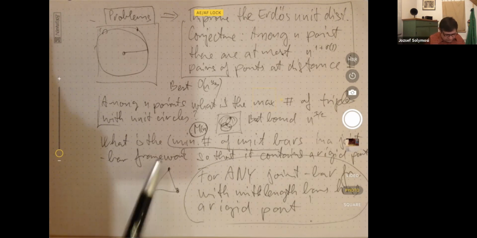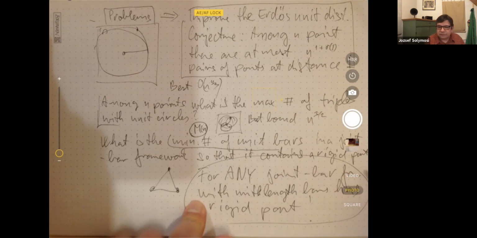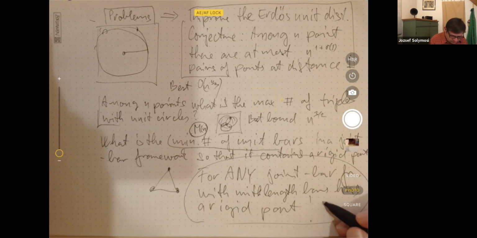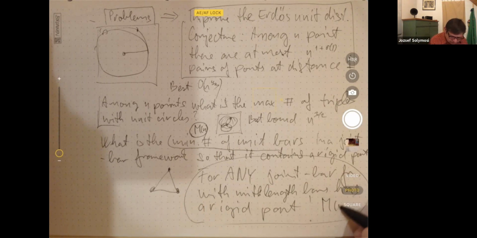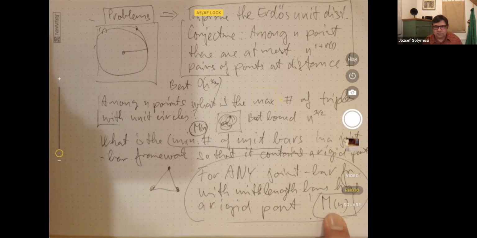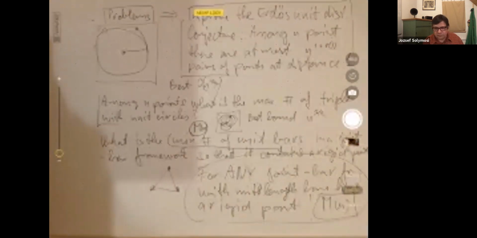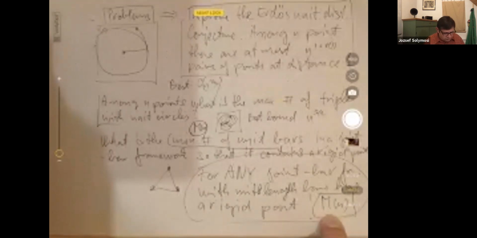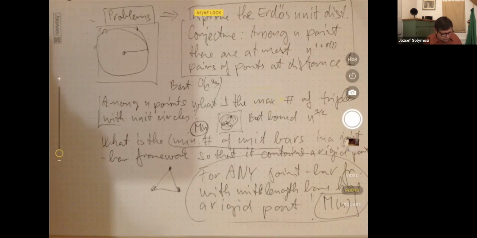Excuse me, Jozsef. Yes. The point is that there are n joints. We're given n joints. We're to come up with this number m of unit bars so that no matter what way we place those m unit bars among the n joints, there will always be a rigid part. Yes, thank you very much for saying it.